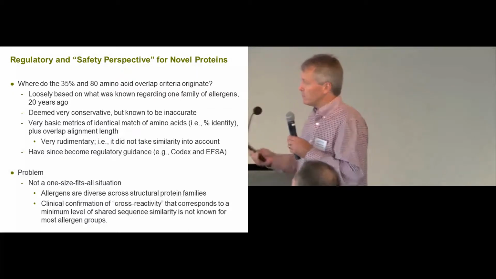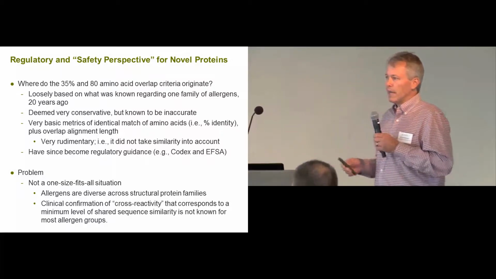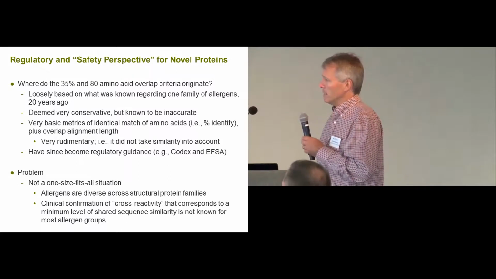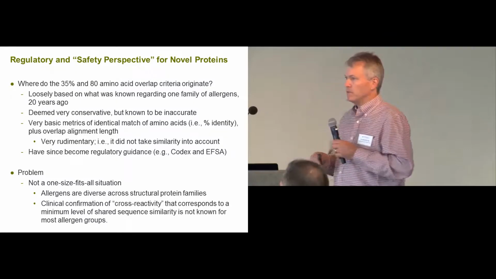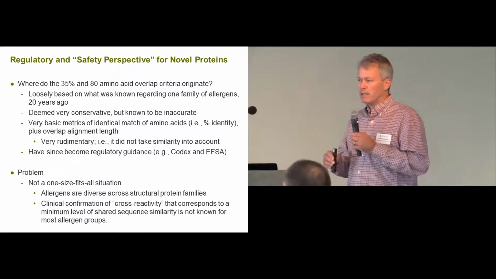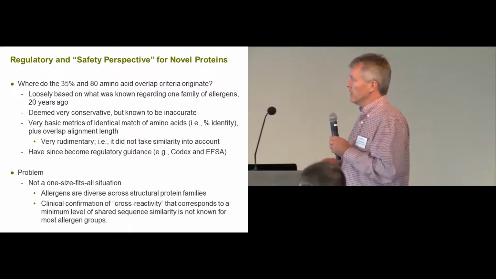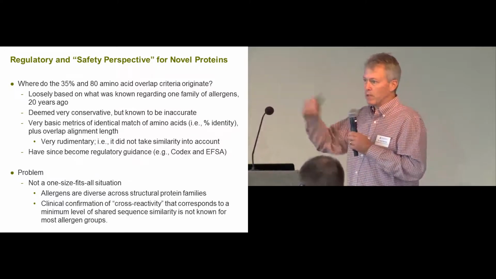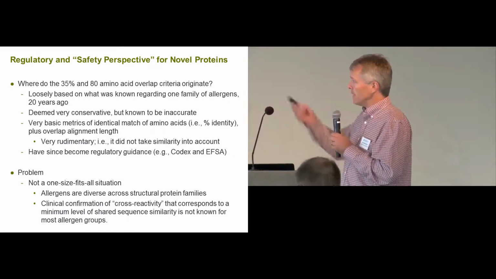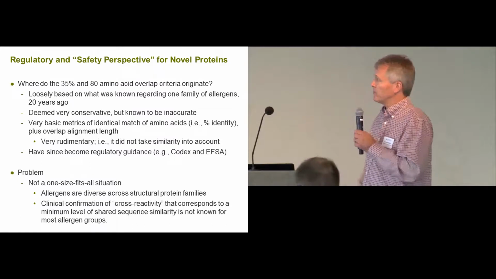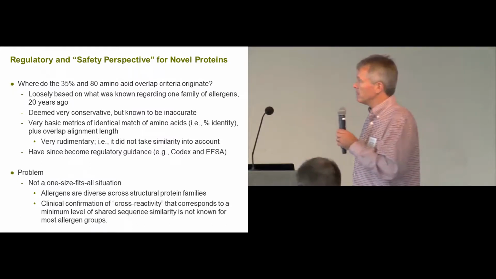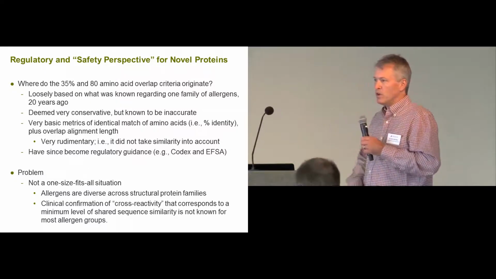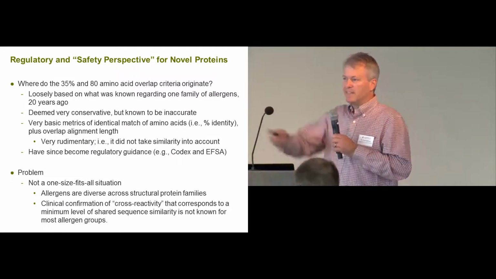So the safety perspective, if you will, the regulatory guidance, like I said, we've basically had this in place for about 20 years. And back when that came into being, you had food protein scientists that maybe weren't bioinformaticists having the goal to draw some line in the sand about asking whether similarity was above or below a certain amount. And the numbers that were chosen were 35% over an overlap length of 80. Deemed conservative, knowing that it wasn't probably accurate across different groups of allergen.